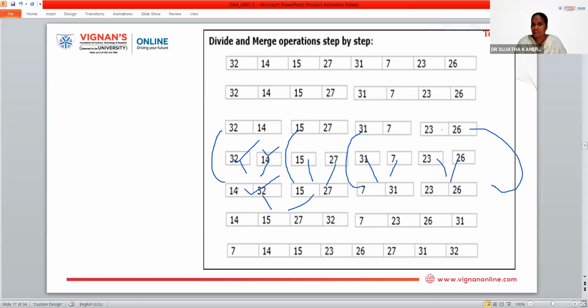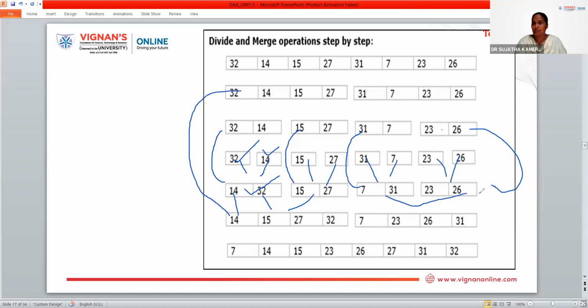Now how are these merged? First the smallest element, first this element is compared with this element, 14 and 15. Since 14 is less, 14 comes here. After that 32 and 15, 15 is less, so 15 comes here. Next 27 and 32, 27 is less, 27 comes here. Then finally all the elements are completed here. The remaining elements from here can be written. Here I'll get a sorted array, which is the solution of this one, right?